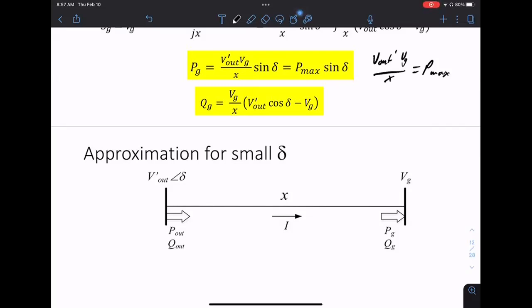So small angle approximation just means linearize these equations around 0 when the angle is 0. We can ask, why should I linearize around 0? Why is the angle not close to, say, pi over 2? Why is the angle not 45 degrees? Why is the angle something else? Why is the angle small?